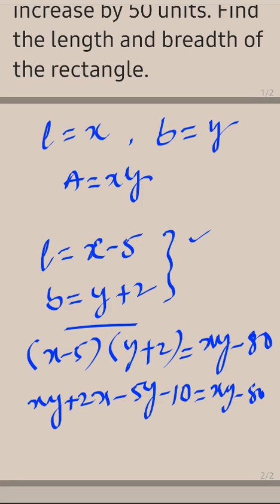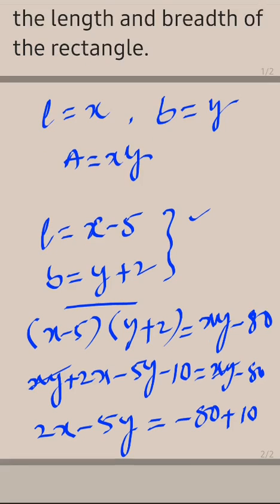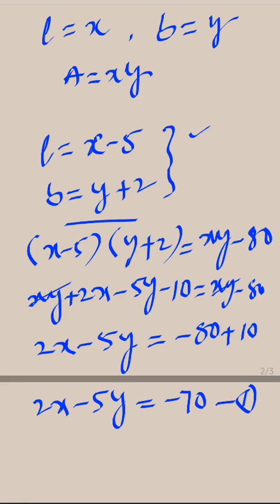Here you see both sides have the xy term with the same sign, so we can cancel it. If you send it to this side, it becomes minus xy, and we can cancel it. After that, what is left? 2x minus 5y, and if I send minus 80 to this side it becomes plus 80, and minus 10 sent to that side becomes plus 10. Wait, so minus 80 plus 10, and finally we get 2x minus 5y equal to minus 70. This is the first equation.